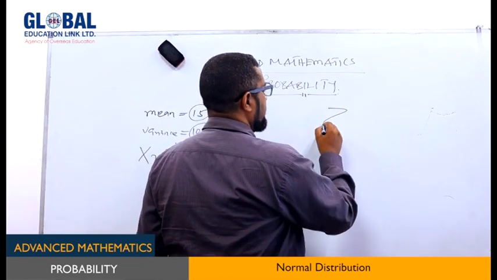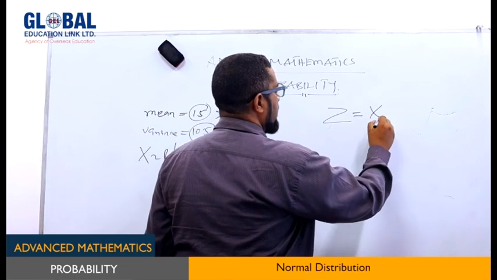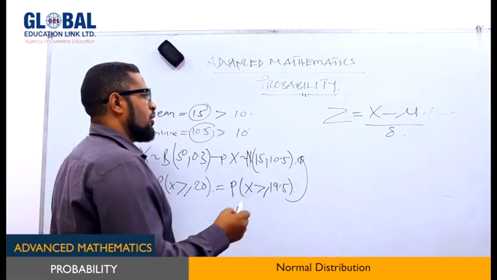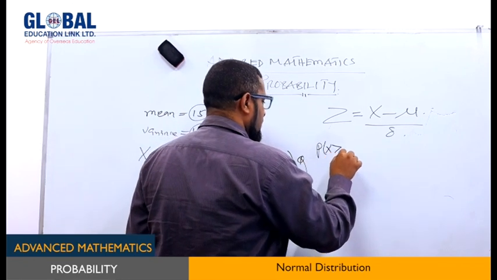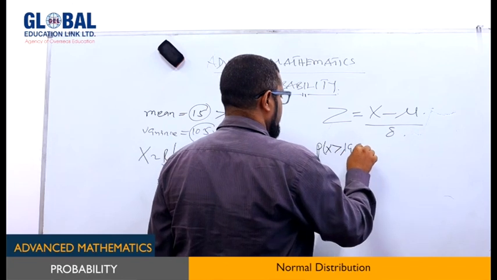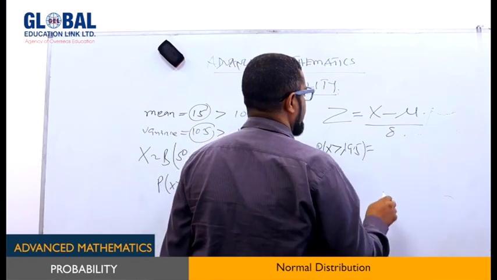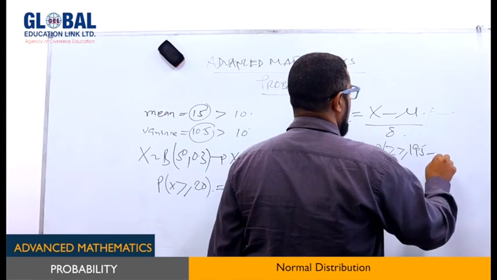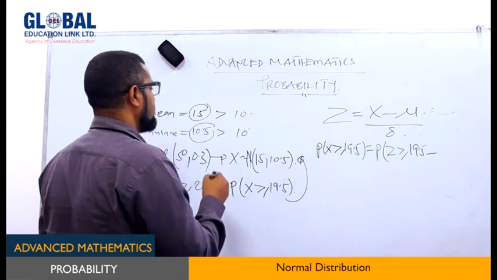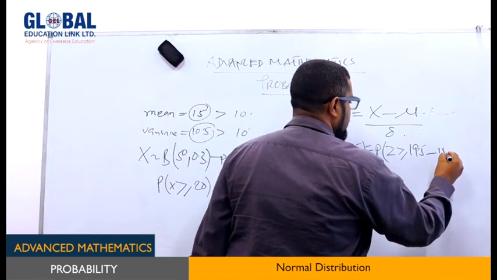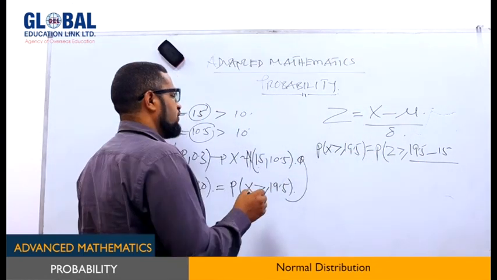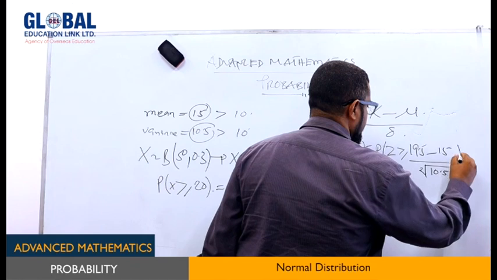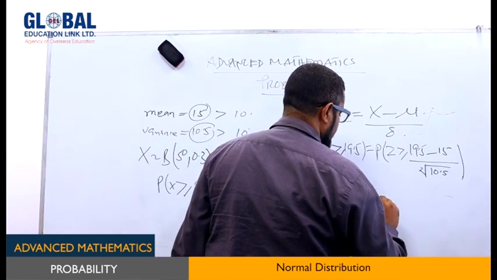Now, for that case, we are standardizing the probability of X greater than or equal to 19.5. So recall the formula for the standard score, which is Z equal to the variable X minus the mean divided by the standard deviation. So the probability of X greater than or equal to 19.5 is the same as writing the probability of Z greater than or equal to 19.5 minus the mean. Our mean here is 15. So it is 15, divided by the standard deviation. Remember, this one is the variance. So the standard deviation is the root of 10.5. So let's simplify and see what the final solution is.